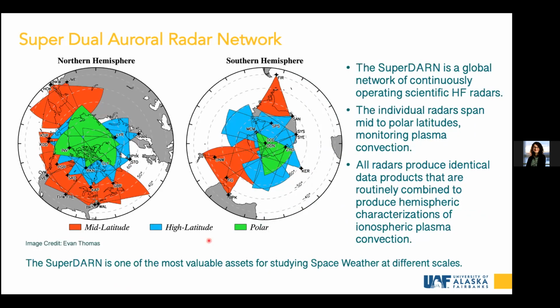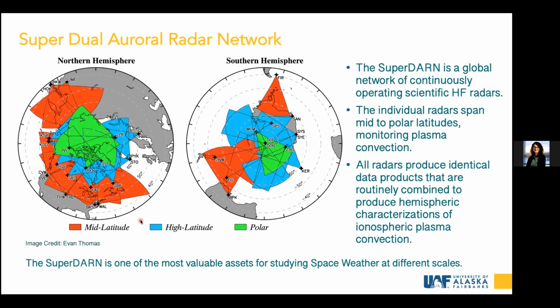The first radar that you have seen in the title slide is part of the Super Dual Auroral Radar Network, and this network is basically how we understand the ionospheric convection patterns in the northern and southern hemispheres. This is a global network. It continues to operate at the high frequencies, and each individual radar spans mid to polar latitudes.